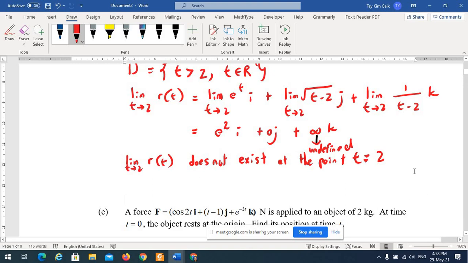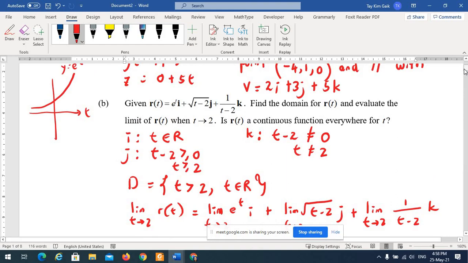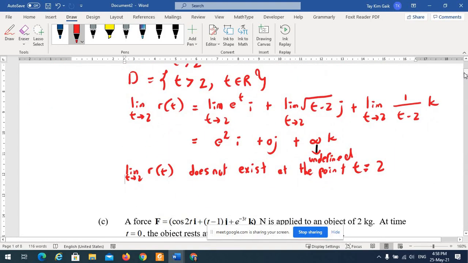And then to answer continuous or not: if the limit doesn't exist, then the function is not continuous. Because to be continuous, if you view it graphically, a function like y equals e to the x is continuous, because you can draw it without lifting your pen. So the first point to check: if the limit does not exist, then the function is not continuous.